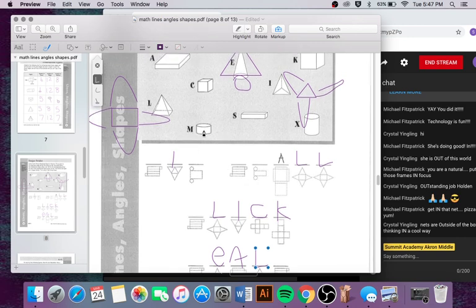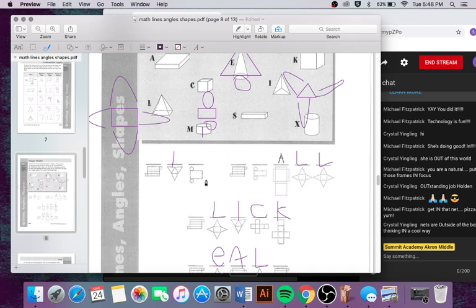We'll go to M. M is a cylinder. So when we sliced down the side of the cylinder, that part would form a rectangle. And then the top and the bottom would be circles attached to the rectangle. Kind of like this.